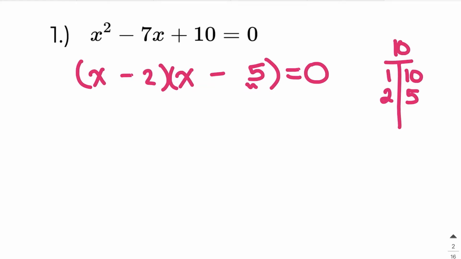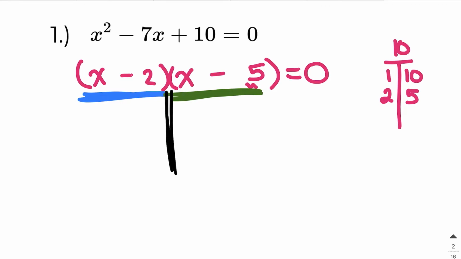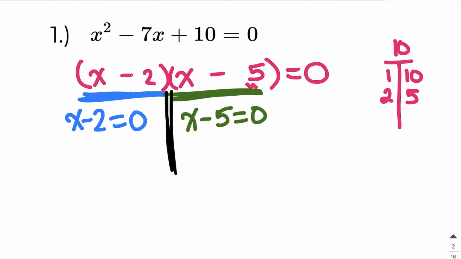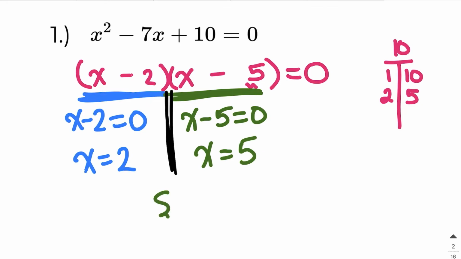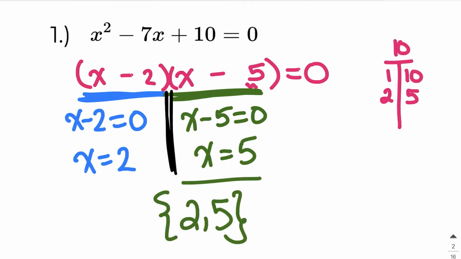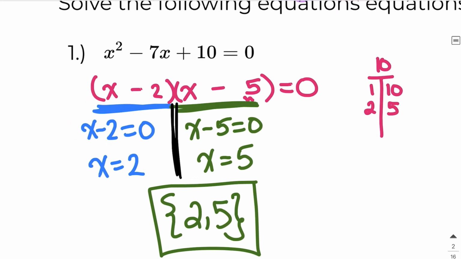Okay? Now, what was the point of this? Why did we even want this set equal to 0? Because now we have one expression being multiplied by a second expression, and together they multiply to give us 0, which means that either the first expression will equal 0 or the second expression will equal 0. To solve this first expression, I would add 2 to both sides. To solve this second expression, I would add 5 to both sides, which means that my two solutions are 2 and 5.